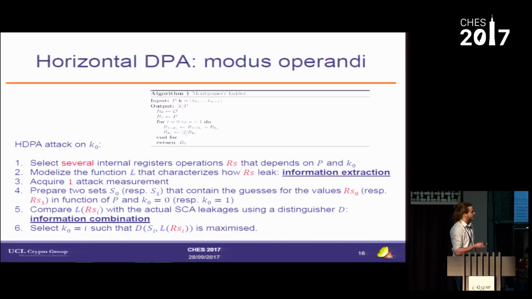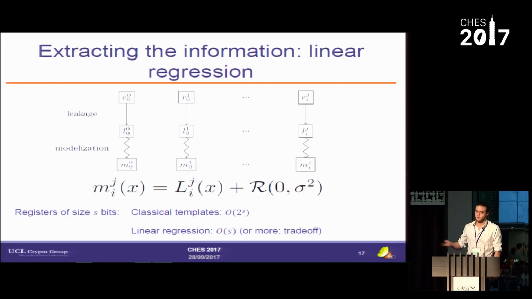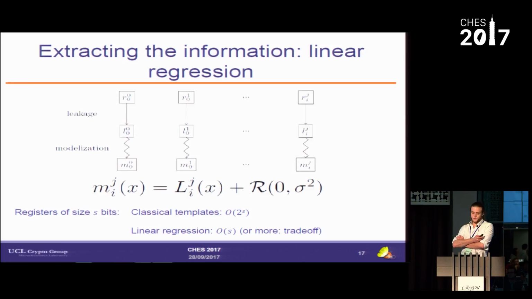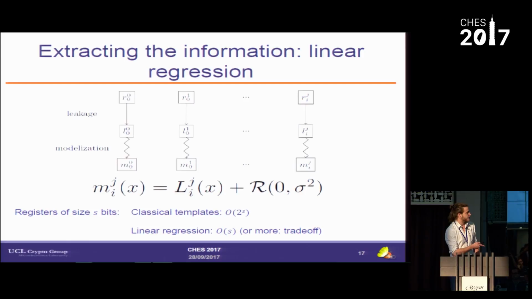For the first step, in the previous paper, horizontal correlation was used. And what we want to do here is to characterize the leakage function. So for each register, we have a leakage, and we try to model it as shown by the value m here. We make the classical assumption that it is the combination of a deterministic part, which is L, and a random Gaussian noise, which is R. How can we do it? Well, we have classical templates.